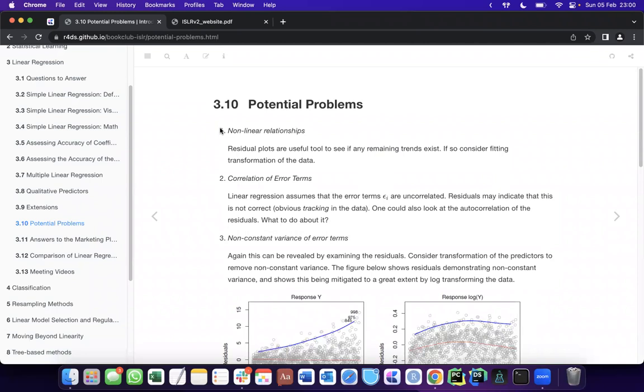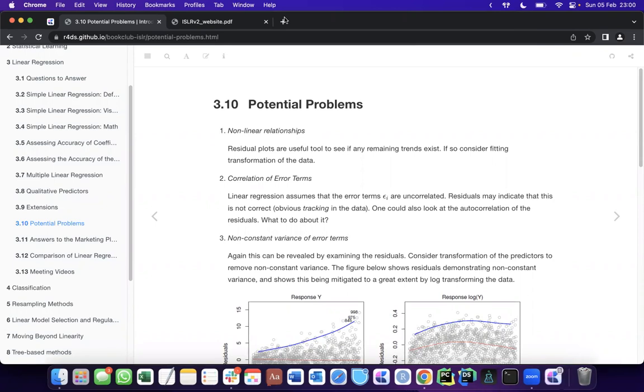I think that's about it that I have. If anyone has any further questions, I can try and answer them. We can have a discussion. But yeah, that's a quick introduction to linear regression.